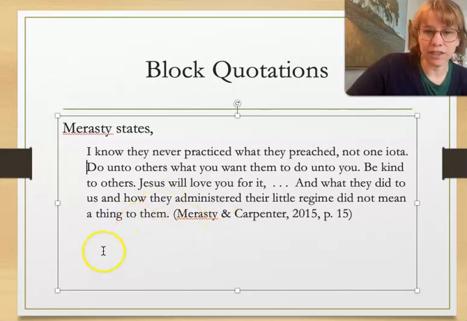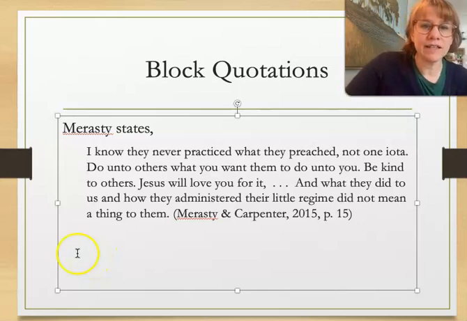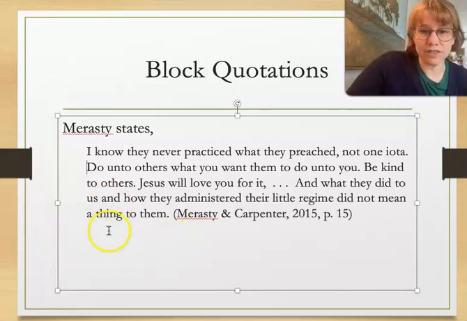So you need at least one sentence after the quote that does a little bit of commentary. And that should all go in the same paragraph. So the quote and the commentary go in the same paragraph.